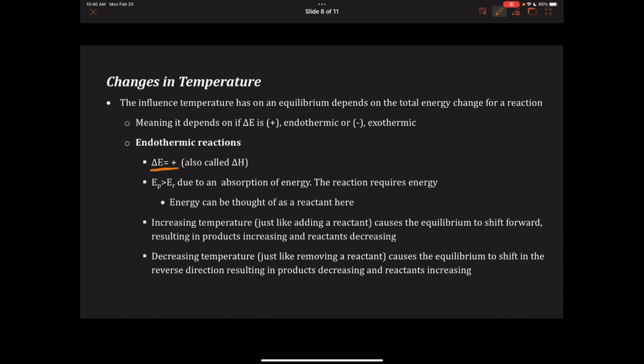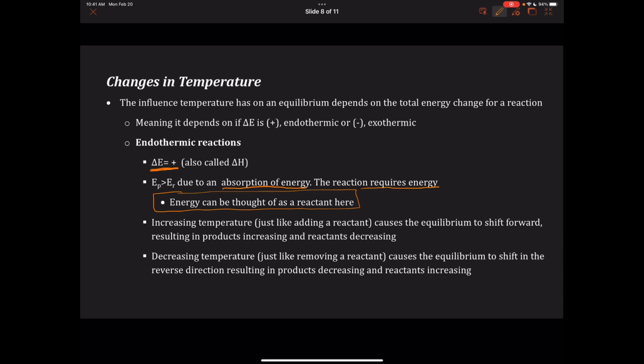For endothermic reactions, remember that's where we've got a positive energy change. Delta H is positive. When delta H is positive, that is the result of the energy of the products being greater than the energy of the reactants. We end up with that higher energy state because we had an overall absorption of energy. That reaction requires energy. Since it requires energy, we can think of this energy as being like a reactant. It has to be there. We've got to add it or the reaction doesn't occur. So if we think about it that way, then increasing temperature is just like adding a reactant.